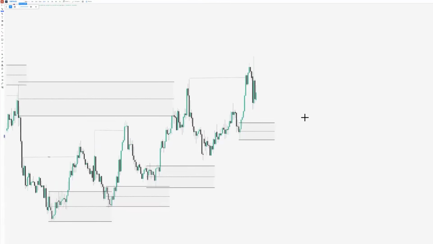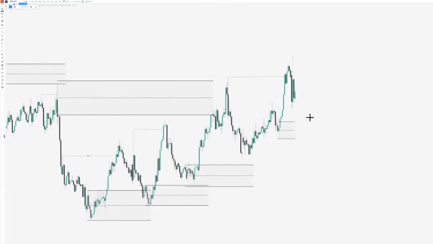Okay, now what we have to do right now is just to pay close attention to what price is doing, because how price moves and what price does in the market is very, very important. Now, playing price forward.